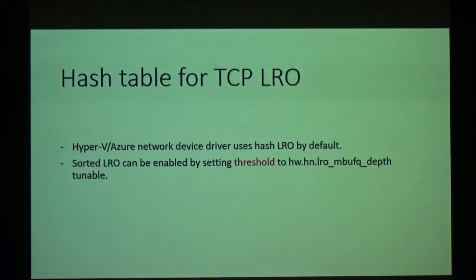So for FreeBSD, we currently just use the hash LRO by default. But for the Hyper-V driver, we have a special tunable for you to enable the sorted LRO, and it allows you to set the threshold. But as you notice, it's a tunable. You cannot change it at runtime. So for each of your tests, you have to reboot your virtual machines. But I think that's not a problem for virtual machines.